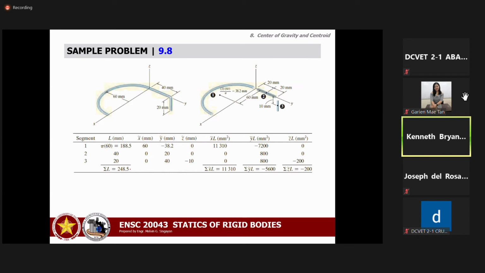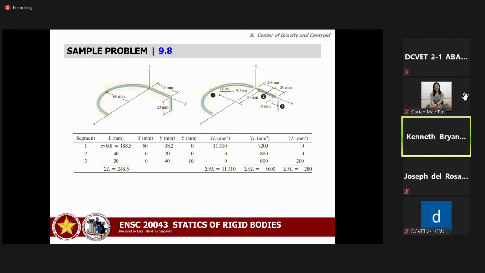X curl is the distance of the centroid of the segment from the origin parallel to the x-axis. This is segment 1. What is the distance of the centroid of segment 1 from the origin parallel to the x-axis? 60 millimeters, because this is the centroid. So what is its distance to the origin parallel to the x-axis? That is 60 millimeters. So that's why we have it here.